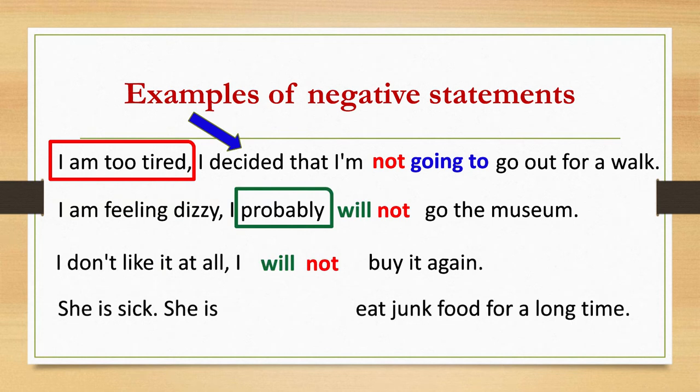She is sick. She is not going to eat junk food for a long time. Now, because she is sick, she's not sick at the moment of speaking. She was sick for a certain time. So she decided to not eat junk food for a long time. So she is not going to eat junk food for a long time.